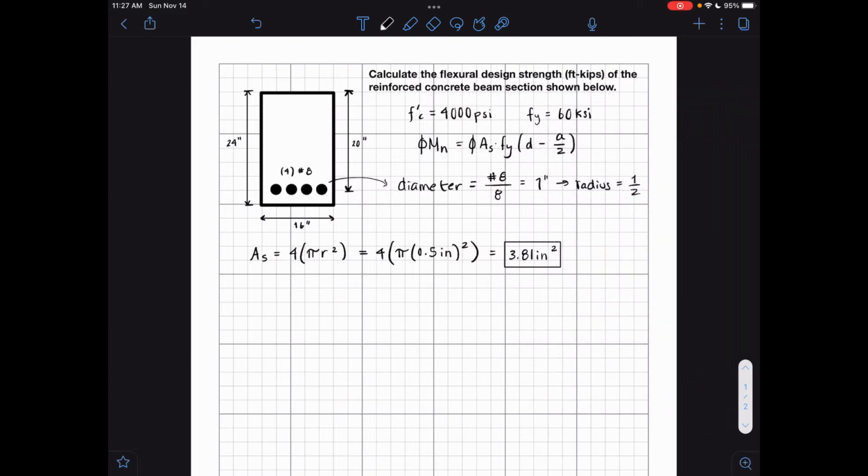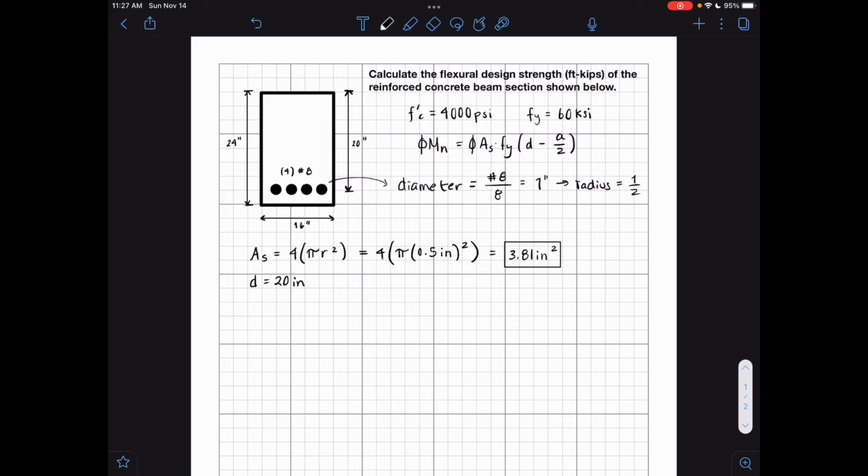Now what we also need to determine is d. d is this variable right here, and d is simply the depth from the top of the concrete beam section to where the rebar is, and that is given as 20 inches. So d is equal to 20 inches.